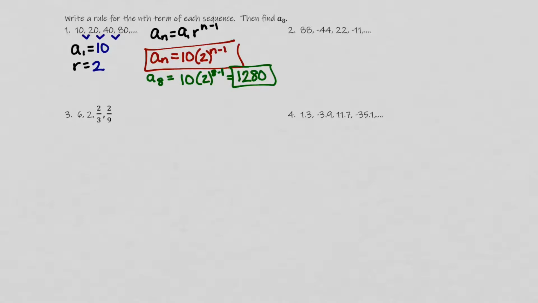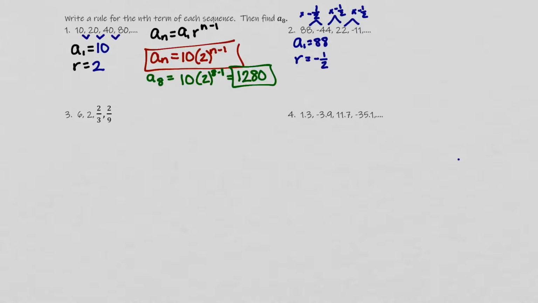All right, number 2, I need a_1, which is 88, and I need R. So what am I multiplying 88 by to get negative 44? Well, it looks to me like I'm dividing it by 2 to get the 44, and it changed signs, so a negative half. I'm multiplying by a negative half. And negative 44 times a negative half is 22. And 22 times a negative half is 11. So R here is a negative 1/2.